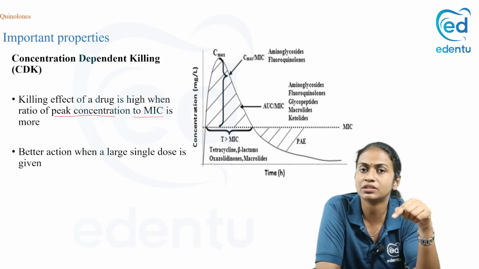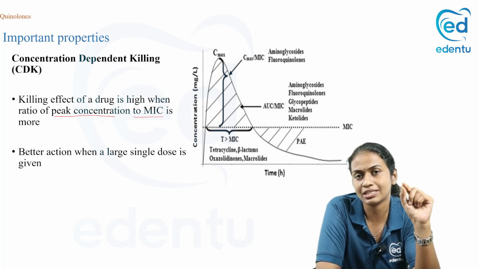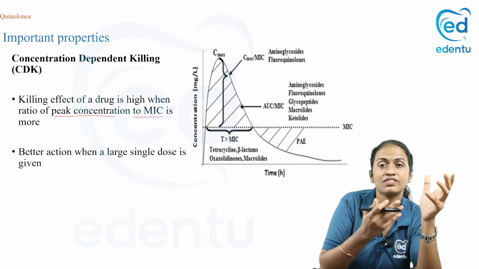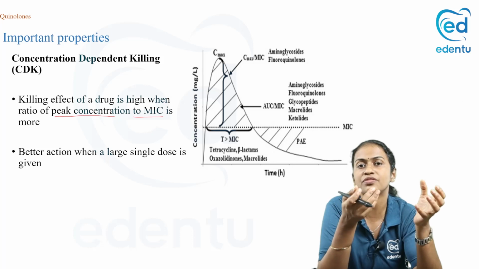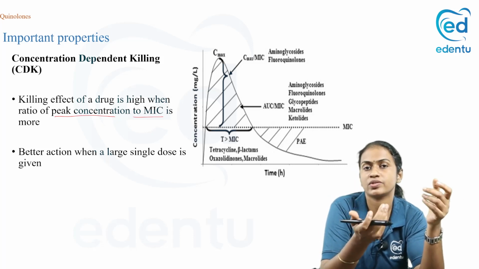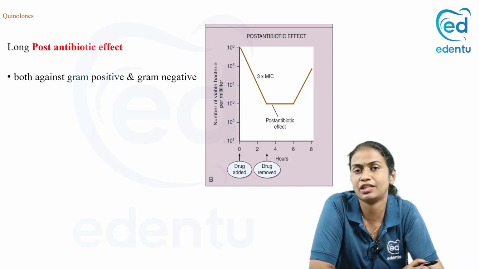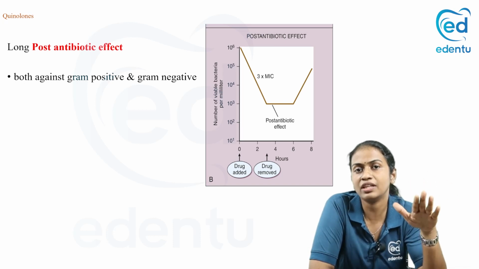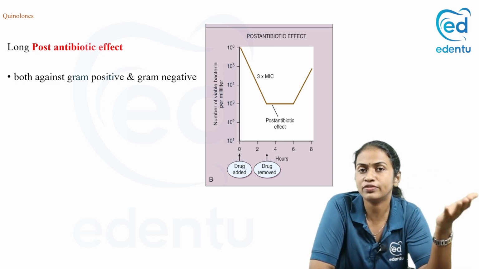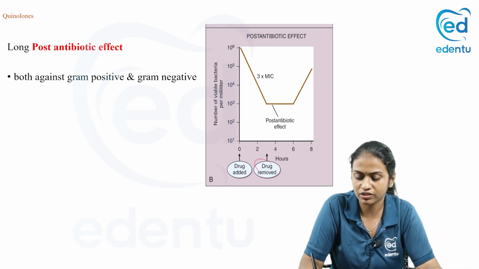So the clinical application is that for those drugs which follow concentration dependent killing, you can give it as a single dose. In case of aminoglycosides, when you give it as a single dose rather than in divided doses, the incidence of toxicities like nephrotoxicity, ototoxicity and so on is less. Another property of this is it has a long post-antibiotic effect. Even after the antibiotic is removed from the body, it is having an inhibitory effect on the organism, both for gram-positive as well as gram-negative organisms. Even after the drug is removed, it is having a post-antibiotic effect.